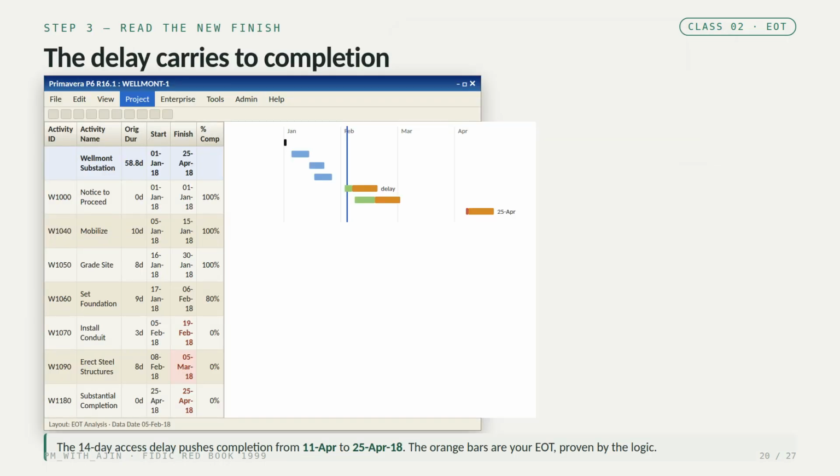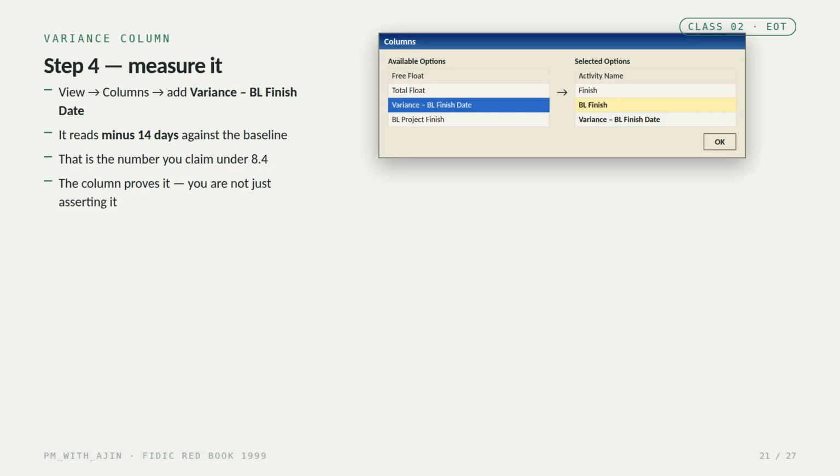Step 3. Read the new finish. And there it is. That 14-day access delay has pushed substantial completion from the 11th of April all the way to the 25th of April. The orange bars on the Gantt are the extension. This is your extension of time, and crucially, it's proven by the schedule logic itself, not by an argument on paper.